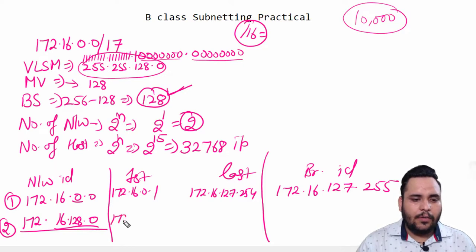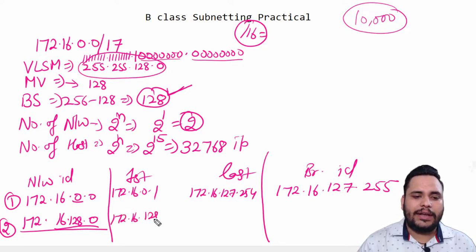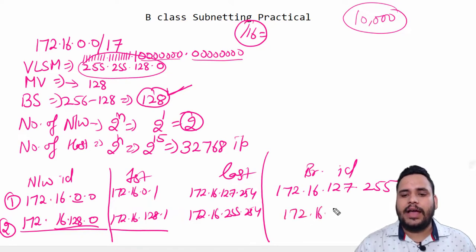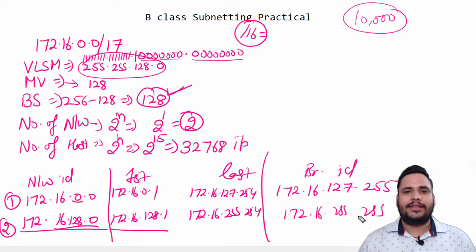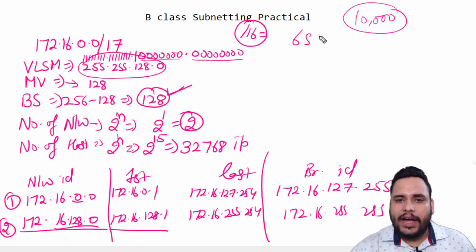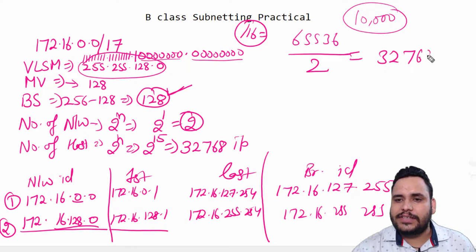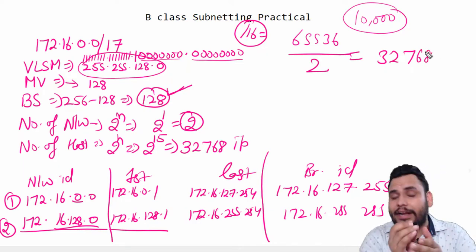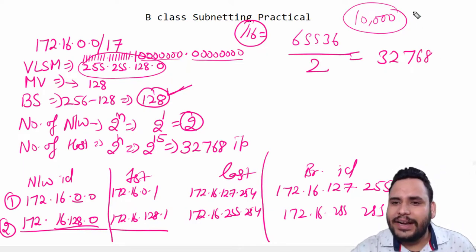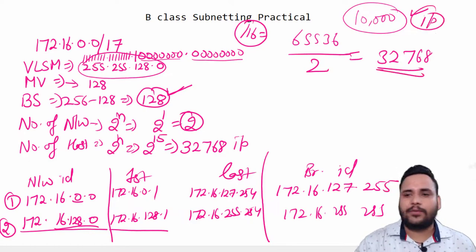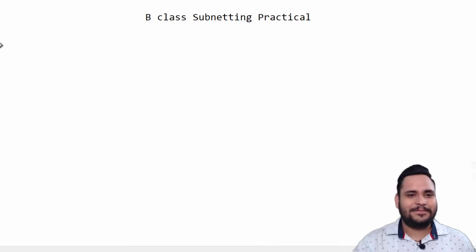Now in this, 172.16.128.1 is your first IP and 172.16.255.254 is your last IP, and this is your broadcast ID. So 65536 is divided into two networks. 32768 IPs are used in both the networks. But I need 10,000 IP addresses, so there is a huge waste in this. So I have to move on to another concept.